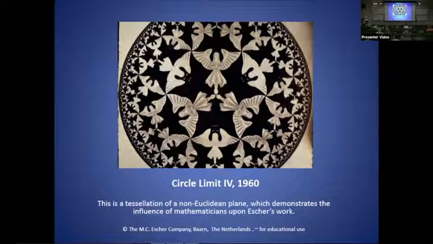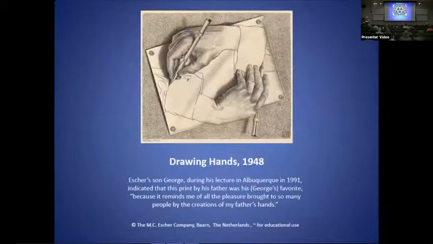And he did 2 or 3 other of these kinds of tessellations of non-Euclidean planes. And here's the famous Drawing Hands that his son loves so much. There is, at least suggested, a 2-fold rotational symmetry at the center, because if you rotate it 180 degrees, this hand will come around to this hand.